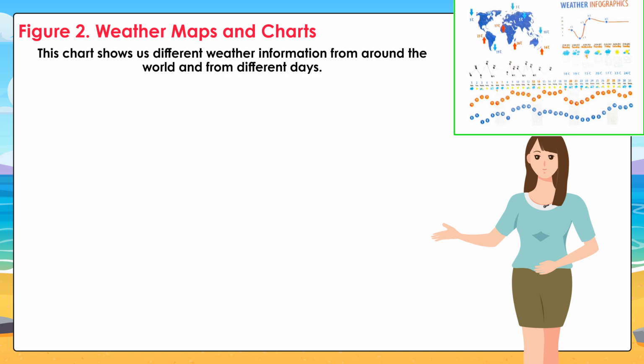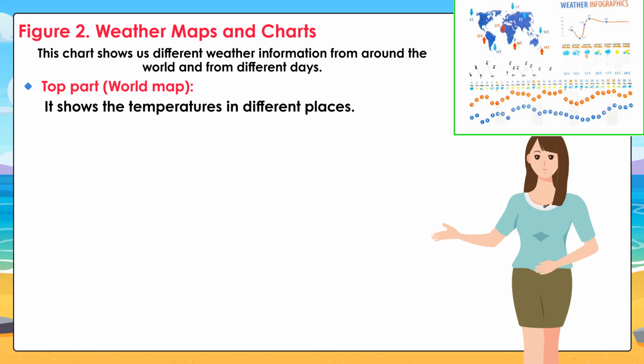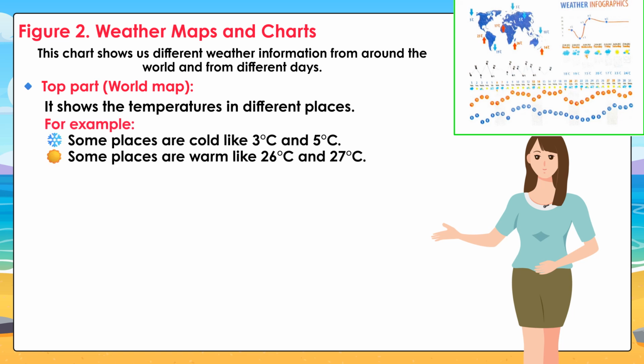This chart shows us different weather information from around the world and from different days. Top part, world map, it shows the temperatures in different places. For example, some places are cold like 3 degrees Celsius and 5 degrees Celsius. Some places are warm like 26 degrees Celsius and 27 degrees Celsius.